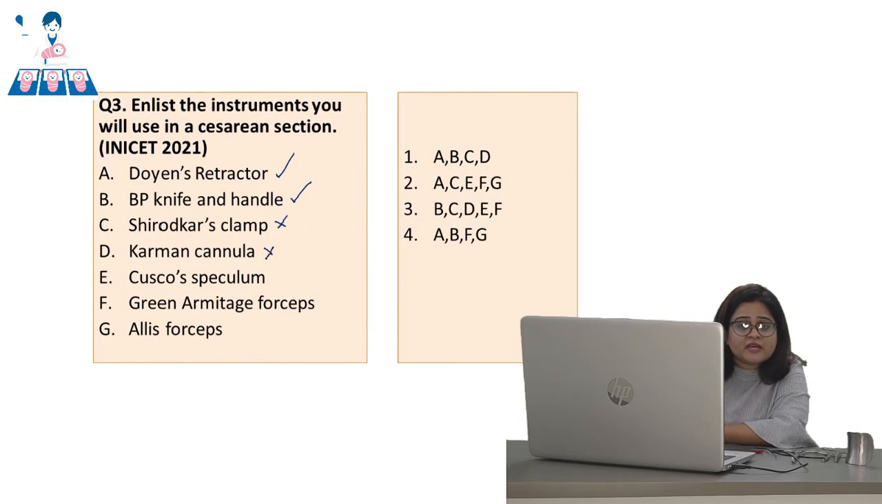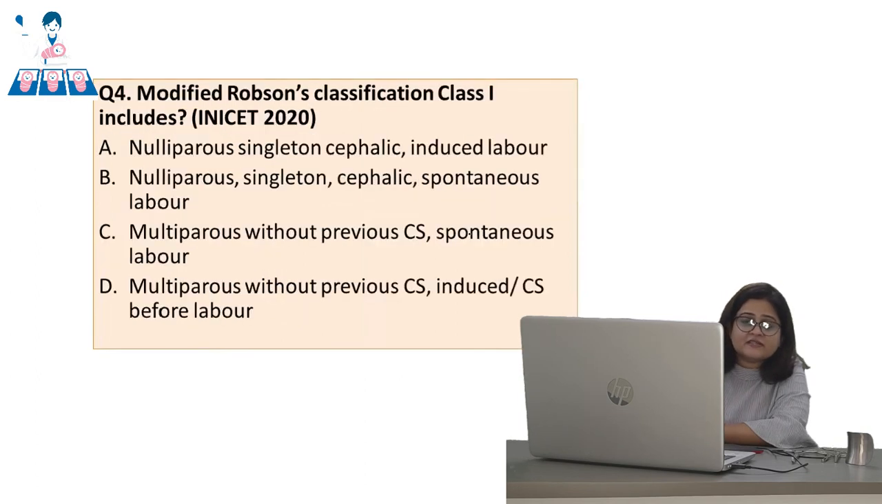Will we use a Karman's cannula? No. We will show you these instruments in our class on instruments and also in our class on MTP. A Karman's cannula is used for MTP, medical termination of pregnancy. Cusco speculum is used to visualize the cervix, like when you're taking a pap smear. It is commonly used in the OPD. Green Armytage, yes, we just saw this, and an Allis forceps, yes. So what is the answer? A, B, F, and G. So these are the instruments which are used in a cesarean section, and now I hope you understand this question much better now that you've seen a video on a cesarean section.